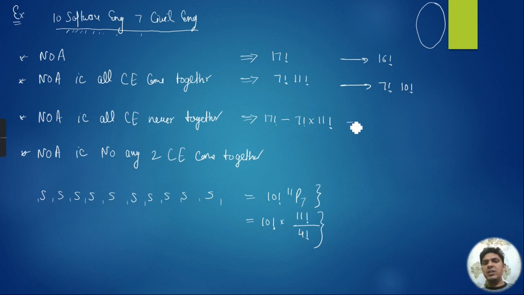Coming to the third question that we are left with is number of arrangements such that all civil engineers are never together. So student, this is similar to the previous one, that factorial 16 minus factorial 7 multiplied by factorial 10.